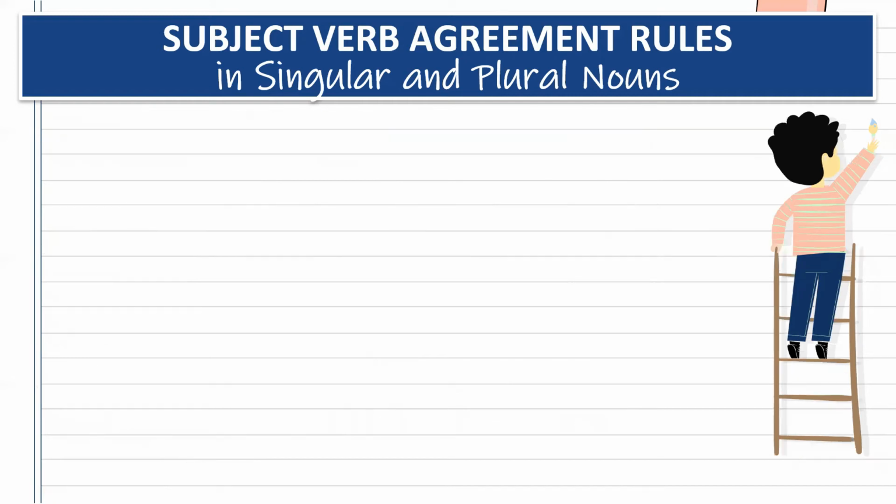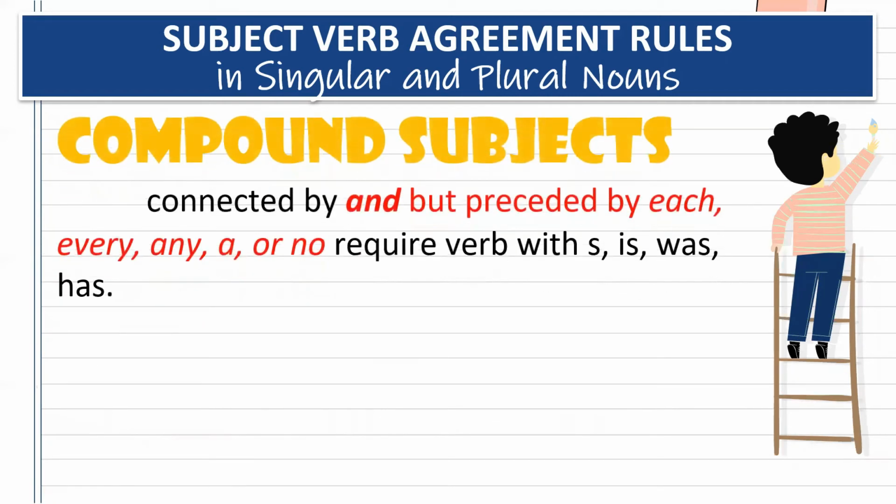But there are cases wherein there are compound subjects joined by and that still take a singular verb. However, this happens when the subject is preceded by each, every, any, a, or no. Whenever you have each, every, any, a, or no, this means it is only one. Because in Tagalog, each and every means bawat isa. So, from the words bawat isa, it means only one. Hence, this requires a verb with S, or you may use is, was, or has.